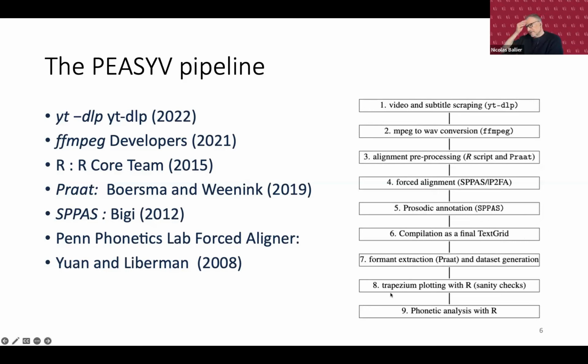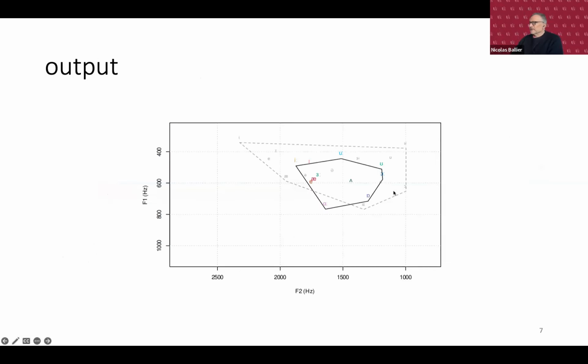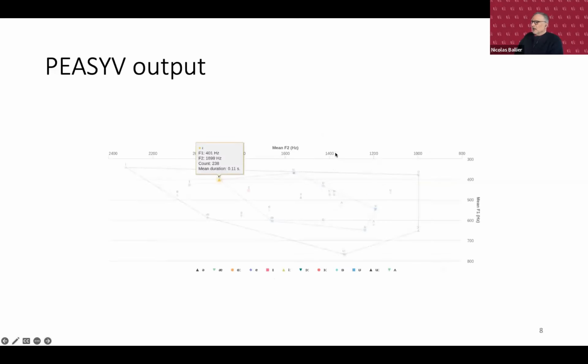There's a couple of sanity checks using trapezium plots, and we can do a kind of phonetic analysis with R. So an example of this is the comparison with the standard trapezium for English, and this corresponds to the mean of our speakers. And you can see the effect of hyperarticulation for the reference trapezium compared to the more connected speech effects of our recordings.